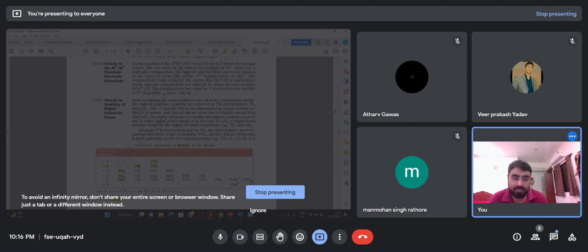Okay, and zinc. Same, zinc has plus 2, so ZnX2 will be there. Copper has plus 1 and plus 2, so CuX and CuX2. Nickel has plus 2, so NiX2. Very easy to remember.